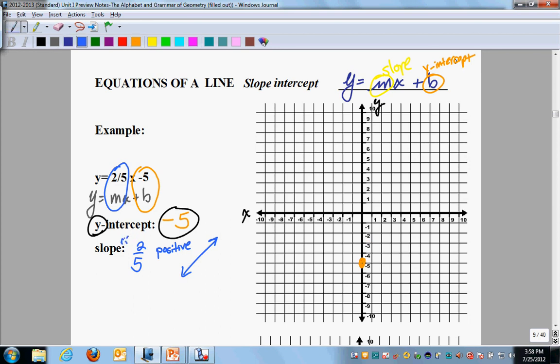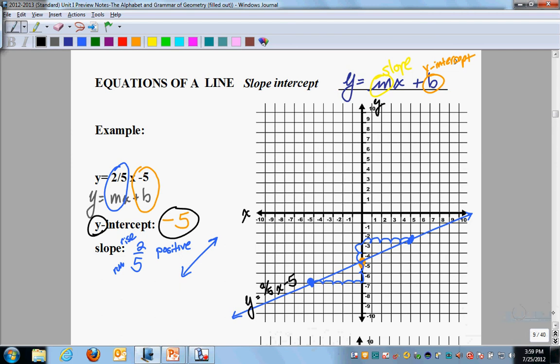Now my slope, my rise is 2, my run is 5. So I go up 2, 1, 2, and I'm going to run 5 to the right because it's a positive slope. 1, 2, 3, 4, 5. I could have also gone the other way. I could have gone down 2 and to the left 5 and gotten the same thing. Now once you graph a line, I always want you to label your lines, please. So this was the line y equals 2/5 x minus 5.